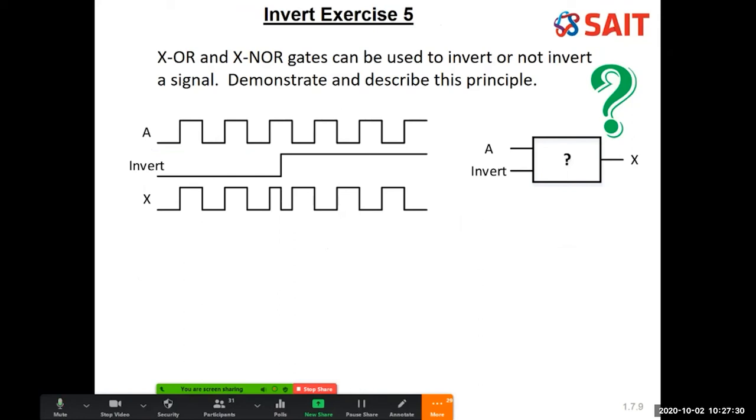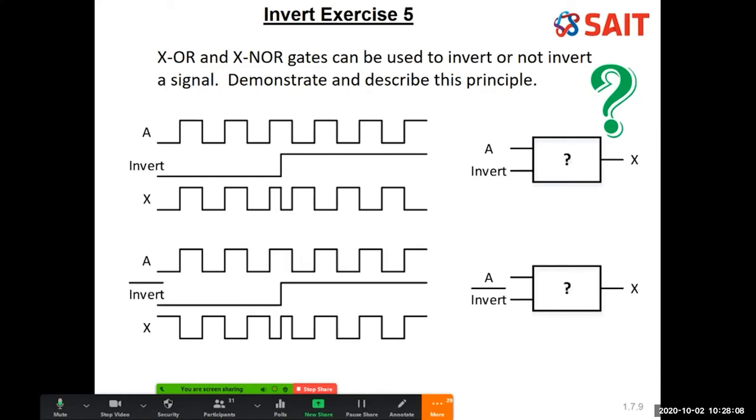I've got a signal, signal A, coming in. I want to choose an appropriate gate such that the output X will appear. While the inverter is held low, the signal passes through my gate. When my inverter goes high, my signal through my gate is inverted. Just choose an appropriate XOR or XNOR to do that. It's going to take a little bit of work. It's a good one to go and do offline.